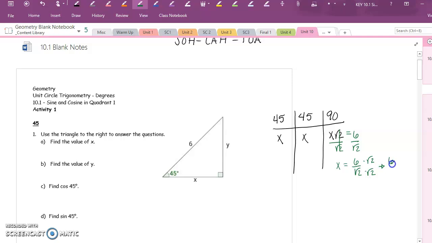So we have 6 square root 2 over root 2 times root 2 is 2. And then we have to simplify. 6 over 2 is 3. So we're left with 3 root 2 is equal to x. So across from both 45-degree angles is 3 square root 2.